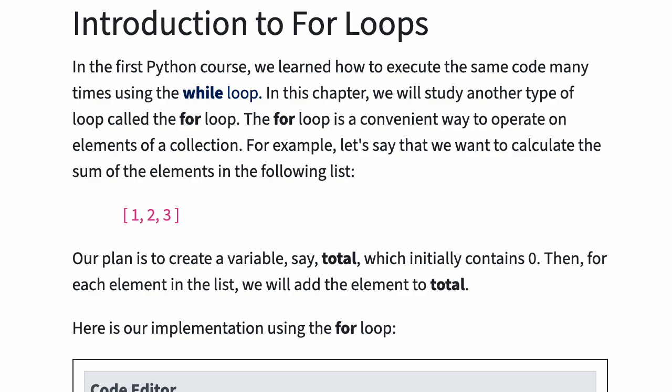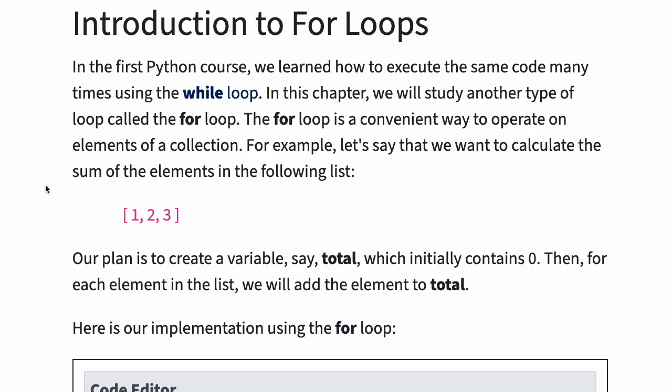In the first Python course, we learned how to execute the same code many times using the while loop. In this chapter, we will study another type of loop called the for loop. The for loop is a convenient way to operate on elements of a collection.